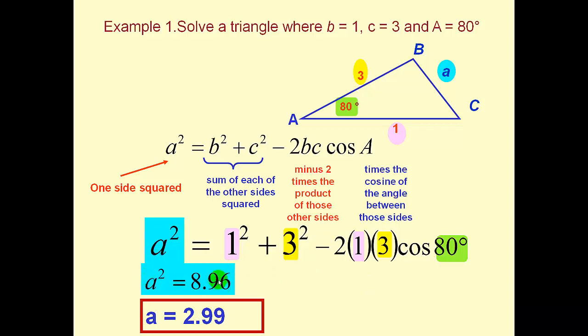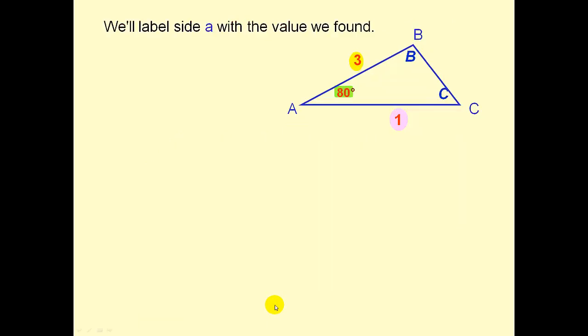Now, a very common mistake on the law of cosines is forgetting to take the square root. Don't forget that. This is just a squared. You have to take the square root to actually find side A, and it is 2.99. So now let's put that 2.99 onto side A.